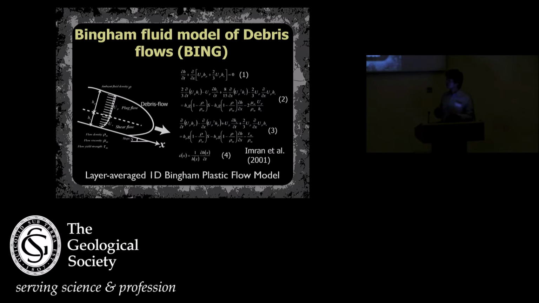And I employed the debris flow model of Imran et al. 2001. This is a simple model, employed assuming a layer-averaged 1D Bingham plastic flow model. The debris flow is separated into the plug flow region and shear flow region, and each momentum conservation is calculated, and also the conservation of mass is calculated.